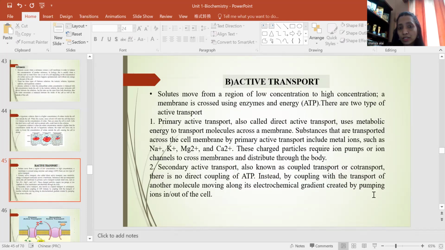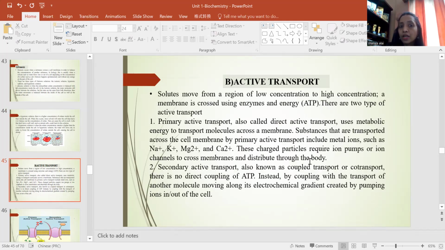So next one is the active transport. As we have already seen the passive transport, now we move towards the active transport. Solutes move from regions of low concentration to high concentration, and the membrane is crossed using energy. So this is the most important difference between active and passive transport. Active transport requires energy to transfer materials from one side of the cell membrane to the other side.